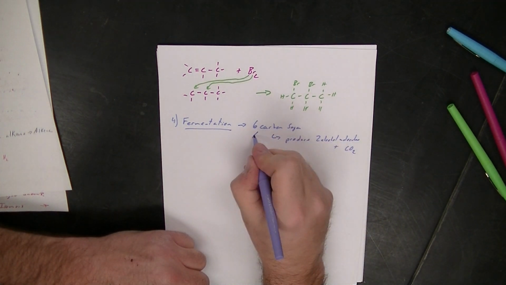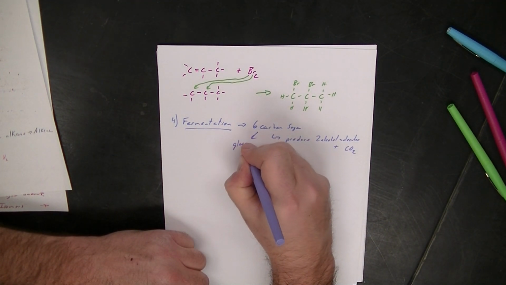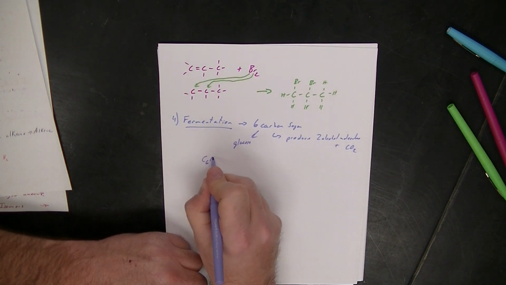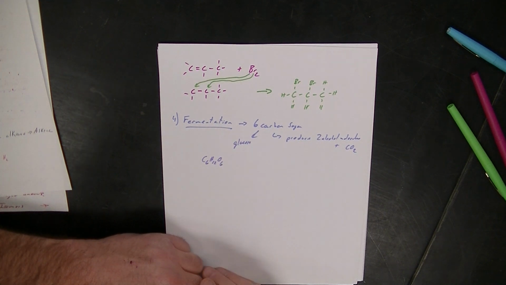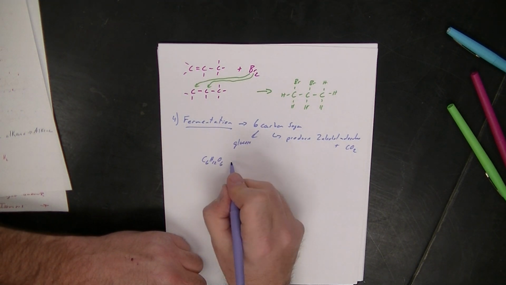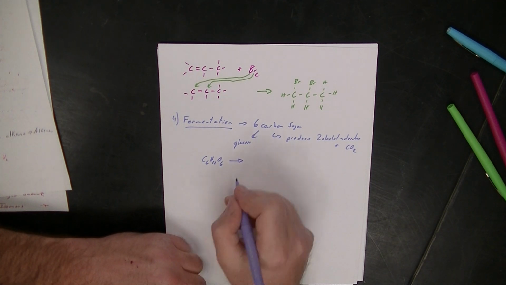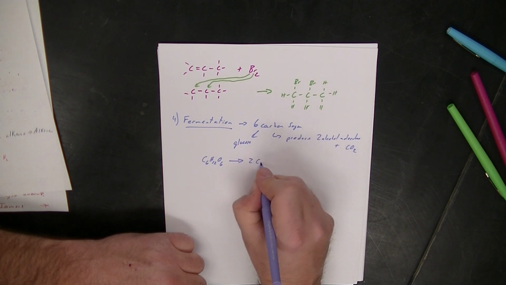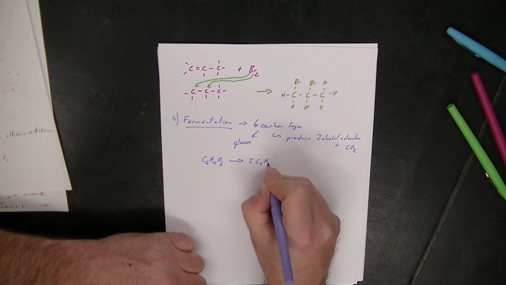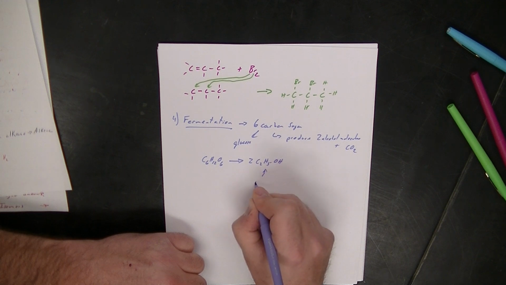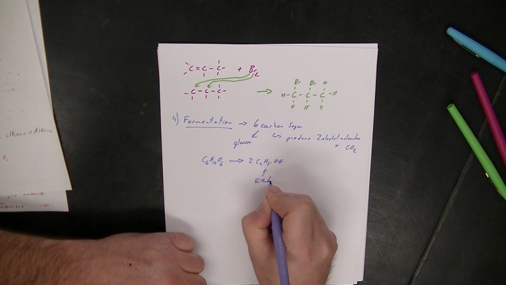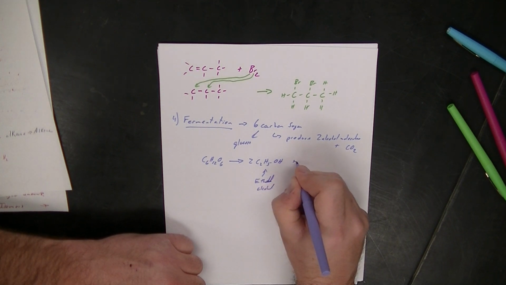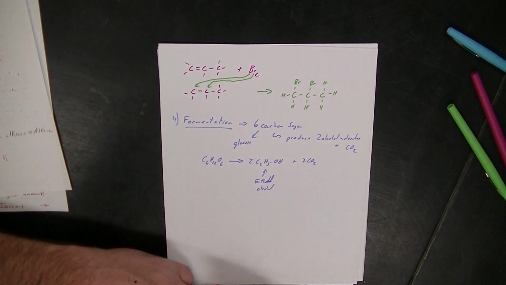So now, usually what we start with is glucose, okay, which is a 6-carbon sugar. So we start with C6H12O6. And this actually goes through decomposition. And it decomposes into 2 ethanols. Okay, this is our ethanol. Okay, so that's our alcohol. And it produces carbon dioxide.